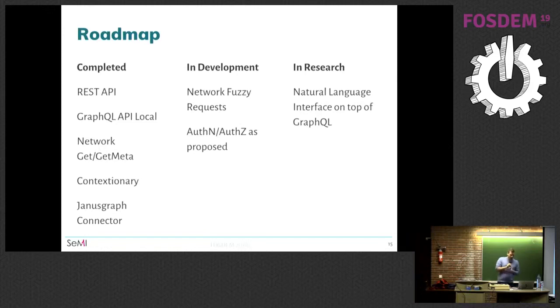We do have the contextuary completed. What we don't have, though, is queries that make a lot of use of it so far. We have a Janus graph connector, the first connector that we decided to build, and that is completed. We are currently building the network fuzzy requests. This is actually something that I started picking up yesterday, so this is very much in development right now. Also, the authentication and authorization proposal is an accepted proposal, but nothing has been implemented yet.